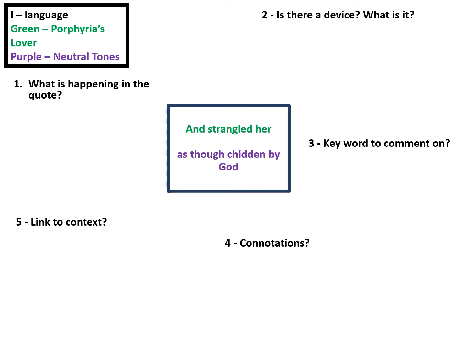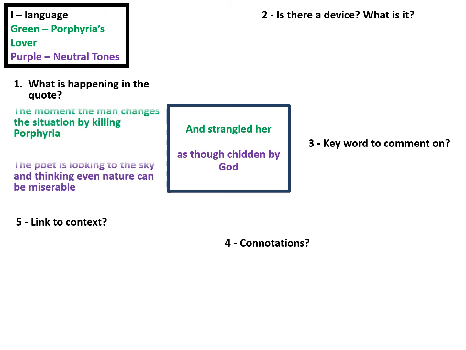And now, like before, let's go around and answer the questions. So number one, what is happening in the quotes that I have chosen? Well, for Porphyria's Lover, the moment the man changes the situation by killing Porphyria is when he says "and strangled her." And in Neutral Tones, the poet is looking to the sky and thinking even nature can be miserable. That is what is happening when those two quotations are used. So pause this recording now to write down your answer to question 1.